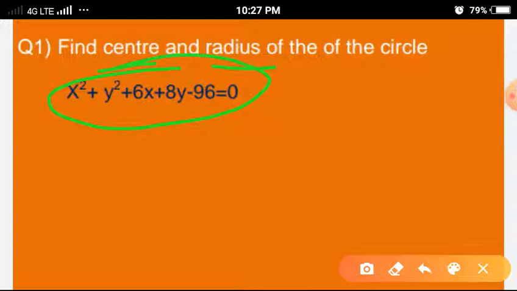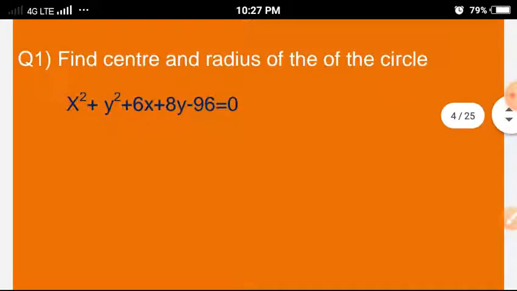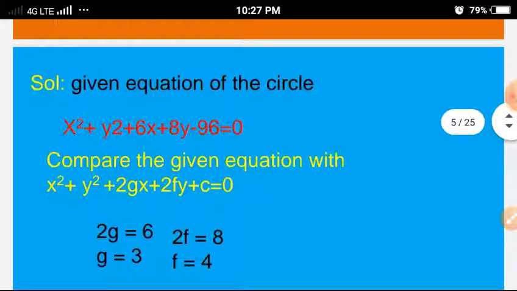Already we discussed in formulae the center of the circle is minus g comma minus f, and radius of the circle is square root of g square plus f square minus c. By using these two formulae, we have to find center and radius of the circle. Let us see the solution of the first question.